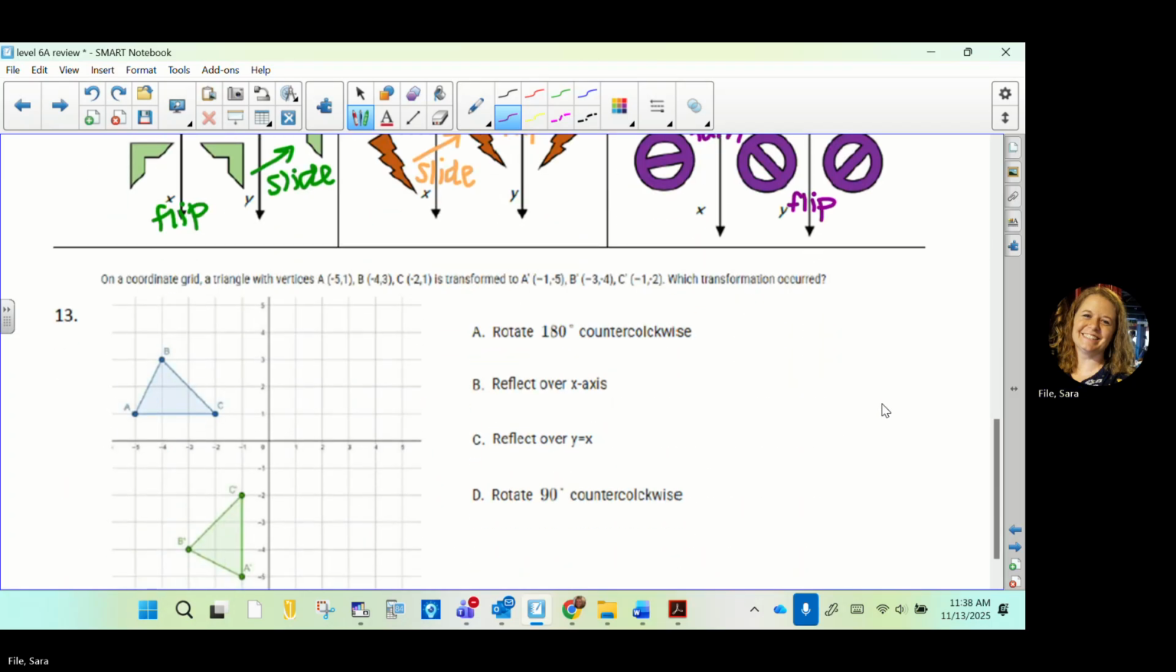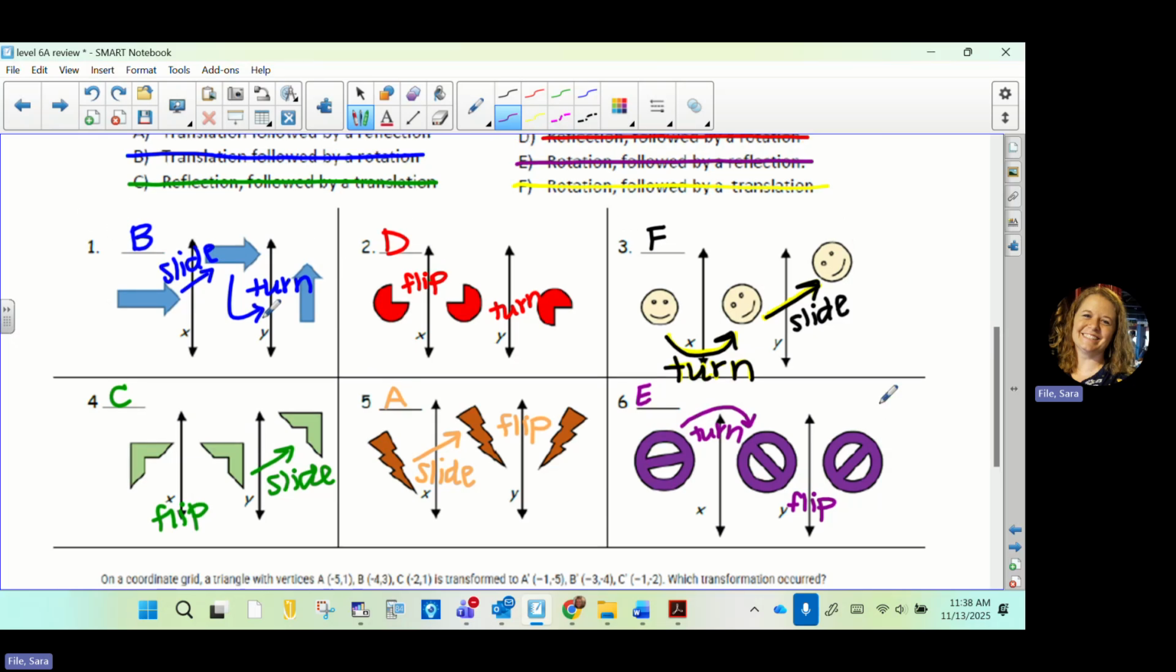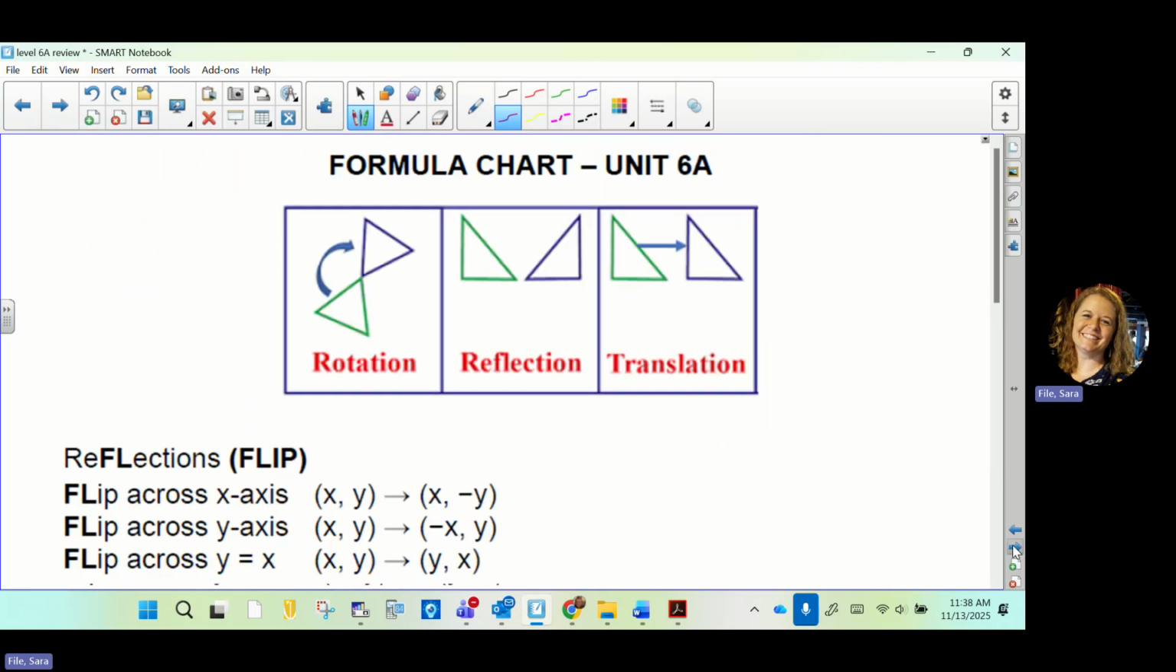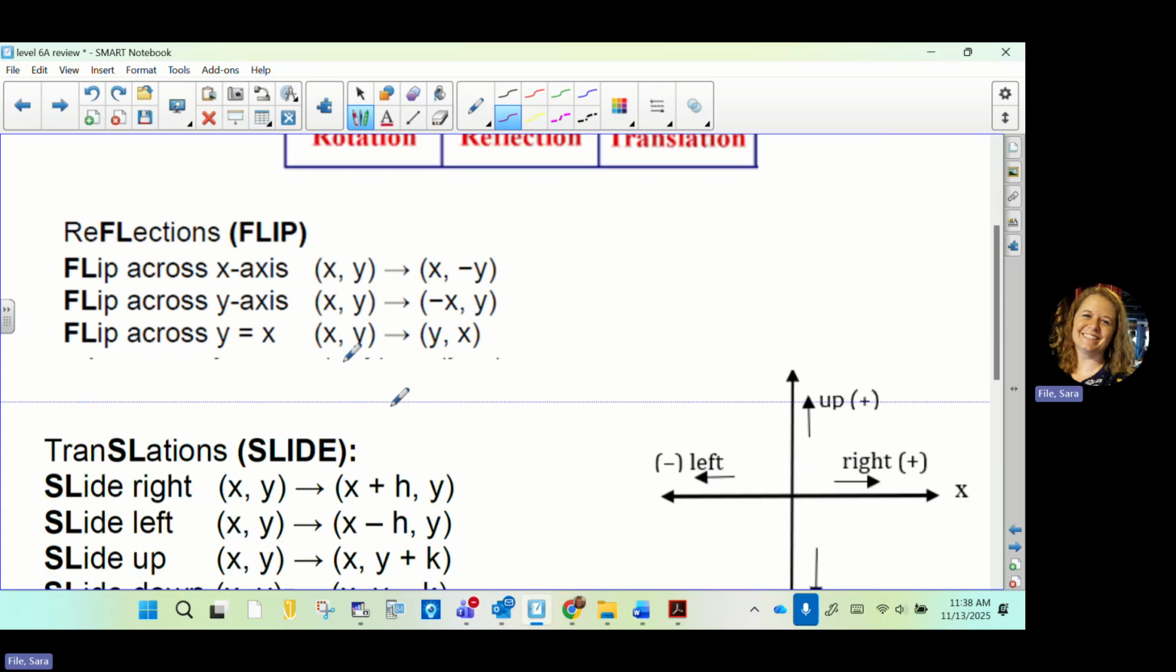All right, and actually, before I jump to the next one, if you forget, I am giving you this formula chart on the test. This is what I posted during the quiz at the beginning of the week as well. This has a graphic to show you a rotation is a turn, a reflection is a flip, a translation is a slide, and then the actual rules for the ordered pairs are on here.